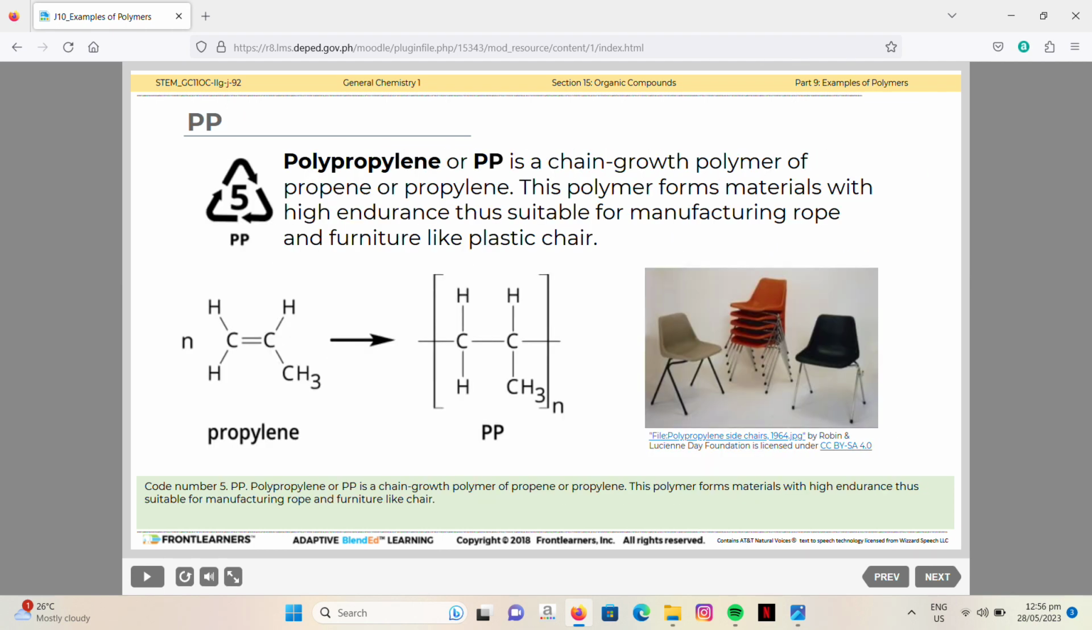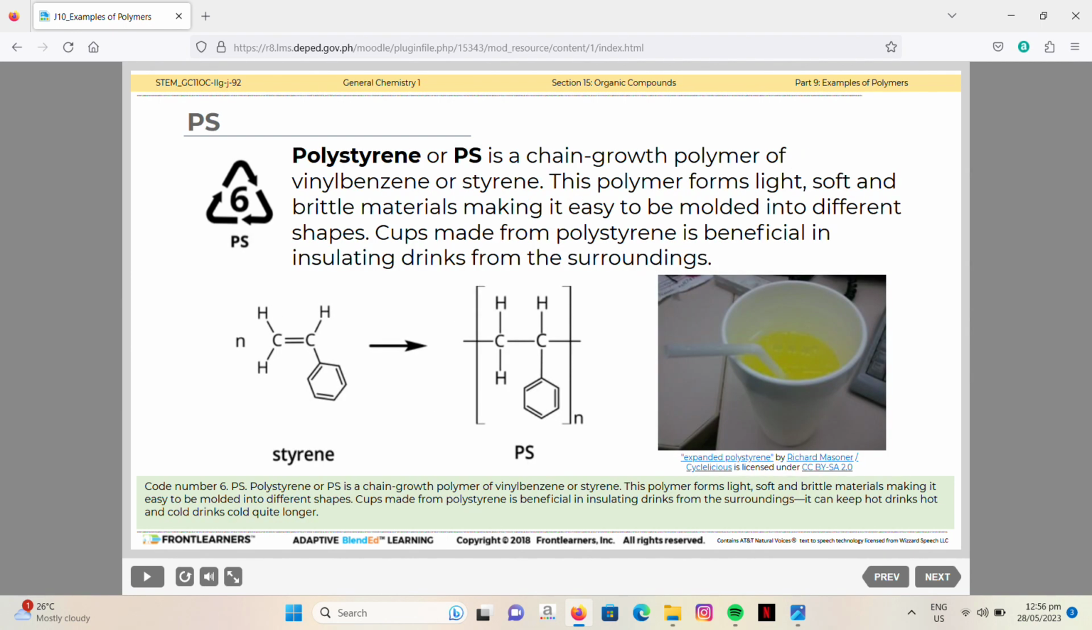Code number 5, PP. Polypropylene or PP is a chain growth polymer of propene or propylene. This polymer forms materials with high endurance, thus suitable for manufacturing rope and furniture like plastic chairs.